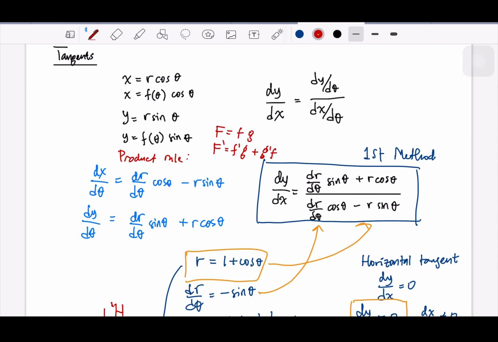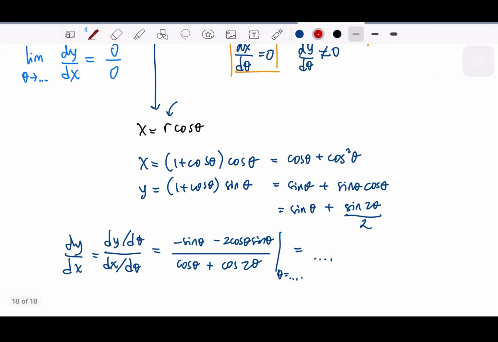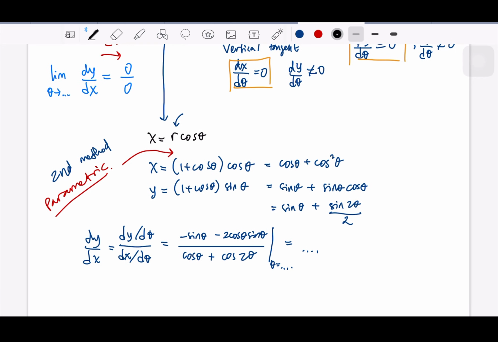Okay, so this is the first method. The second is just the regular parametric method. So exchange the r with some known function that may be given in the information, and then derive each of x and y and put them into the tangent. Okay. Now that's the tangent in polar.